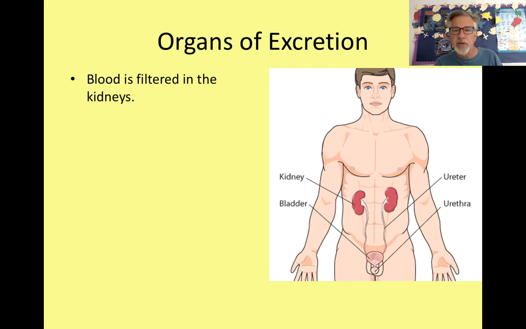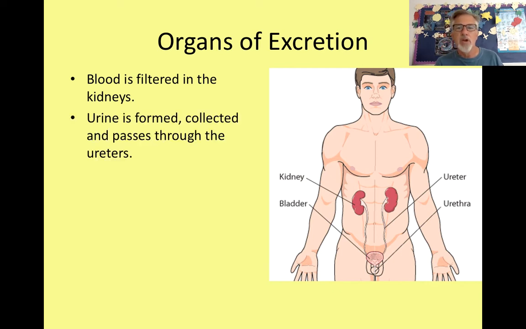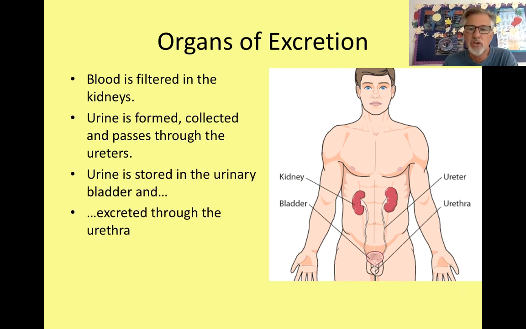So blood is filtered in the kidneys, which you can see here are a pair of organs that lie on the dorsal side of the human body. That's the back side. Urine is formed and collected in the kidneys and then passes through the ureters, these long tubes, to where it is stored in the bladder until it is excreted out through the urethra.